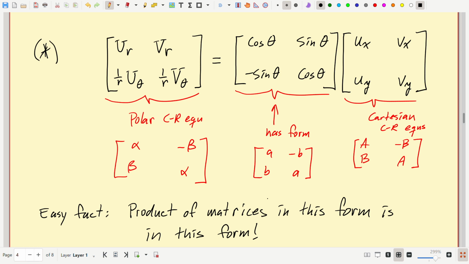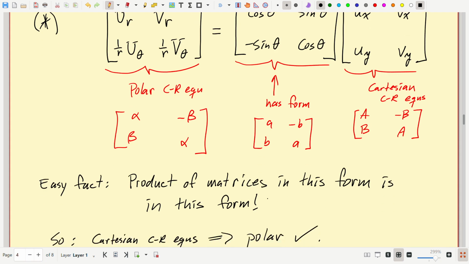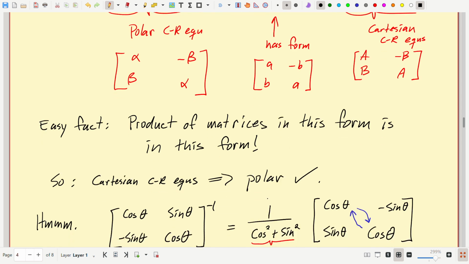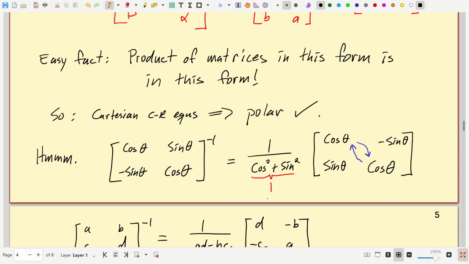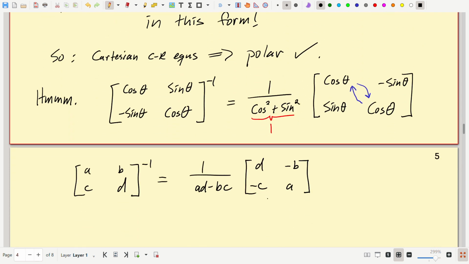Question: doesn't AD minus BC mean that we should have cosine squared minus sine squared? Minus a minus, which is a plus. Yeah, there's a minus sign in one of those. So when I minus a minus, I get a plus sine squared. So the determinant of that thing is 1. And so we see the inverse is of the same form.